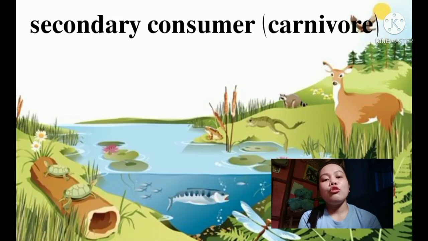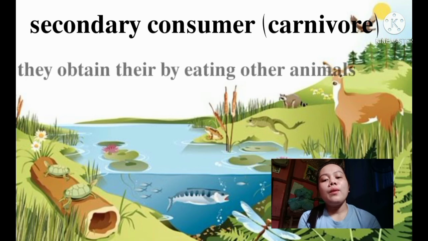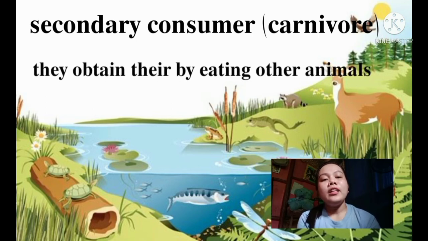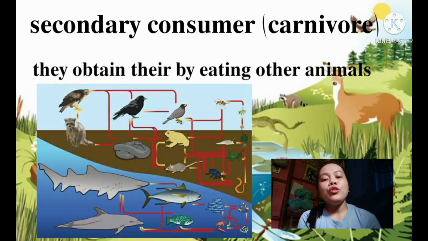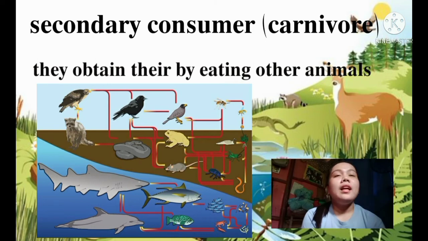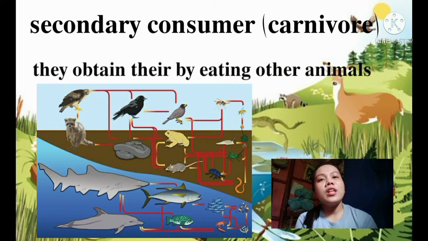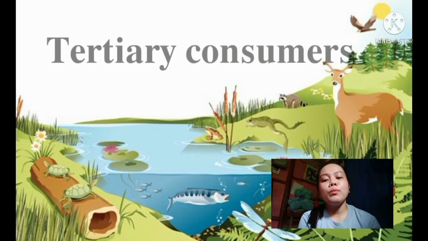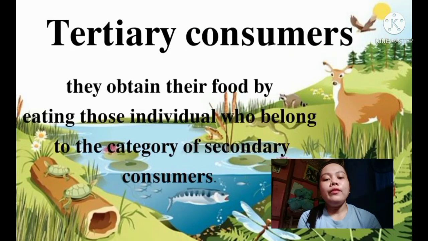Second is secondary consumers. Muna siyang gitawag nga carnivores. They obtain their food by eating other animals. Pag secondary consumers gani, like for example, tiger, mukaon na siya og kaurin niya na hayop. Muna siyang secondary consumers. Tertiary consumers, muna siyang, they obtain their food by eating those individuals who belong to the category of secondary consumers.